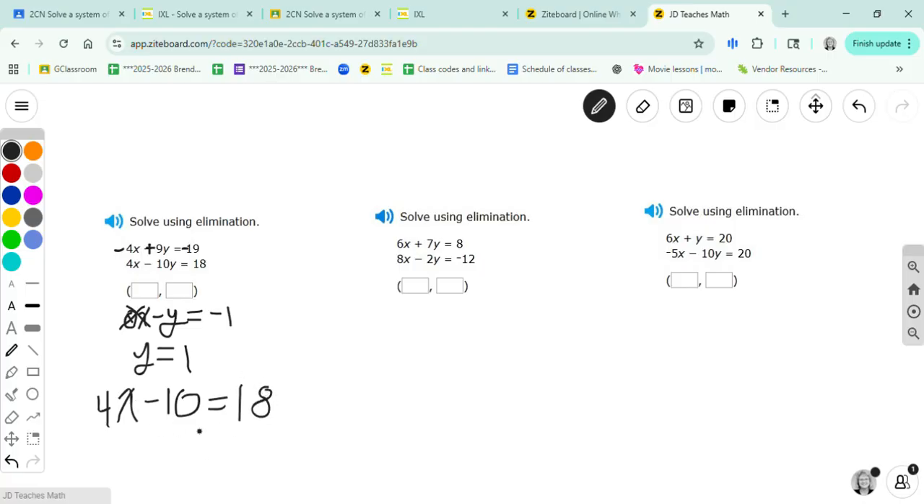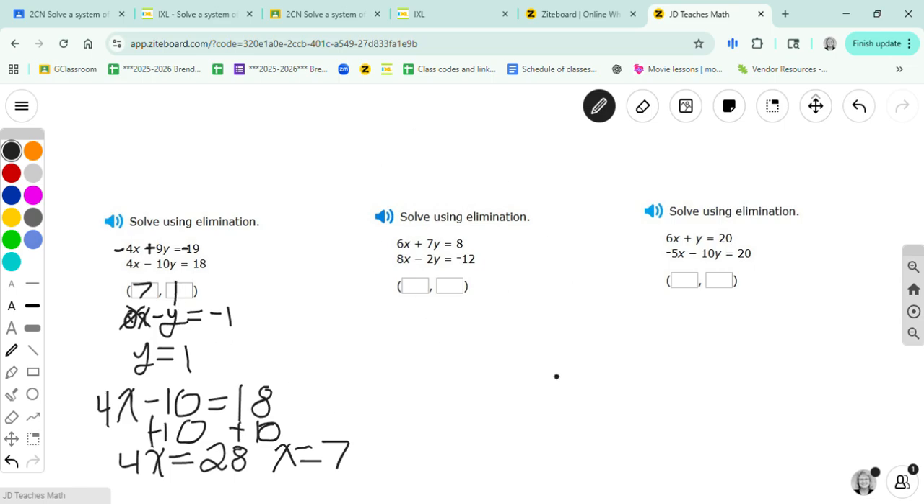And I'm going to move this 10 over, so I'm adding 10 to both sides. So add 10, add 10. I get that 4x equals 28. So 28 divided by 4 is going to give me 7. So I get that x is equal to 7. So our answer is 7, 1.